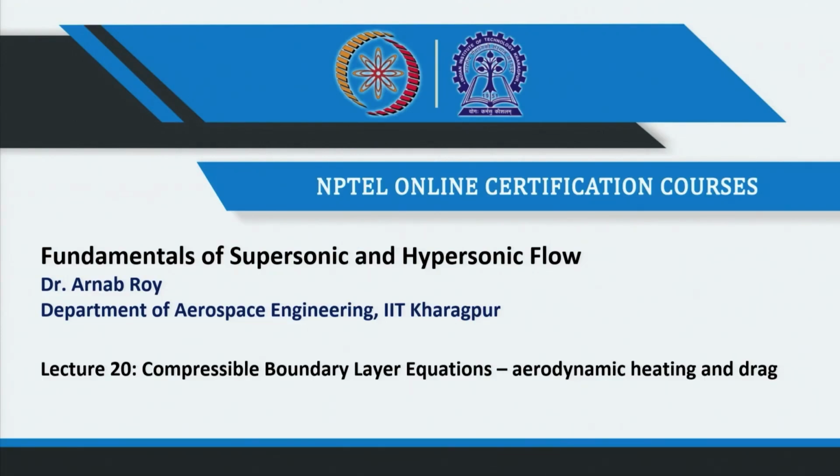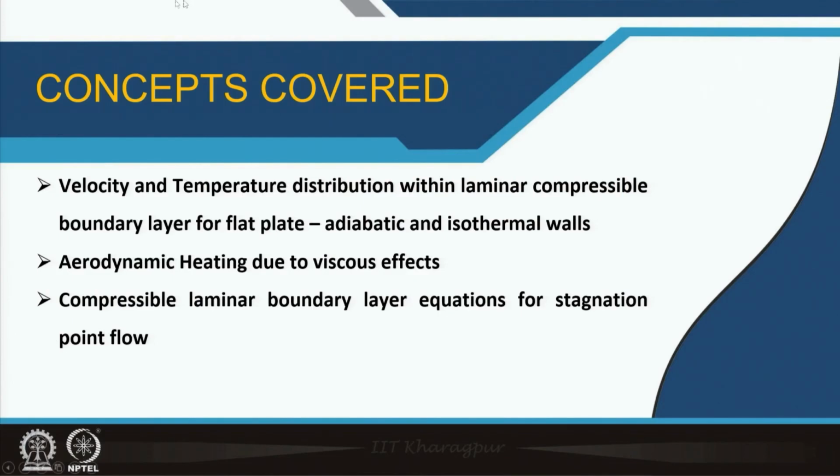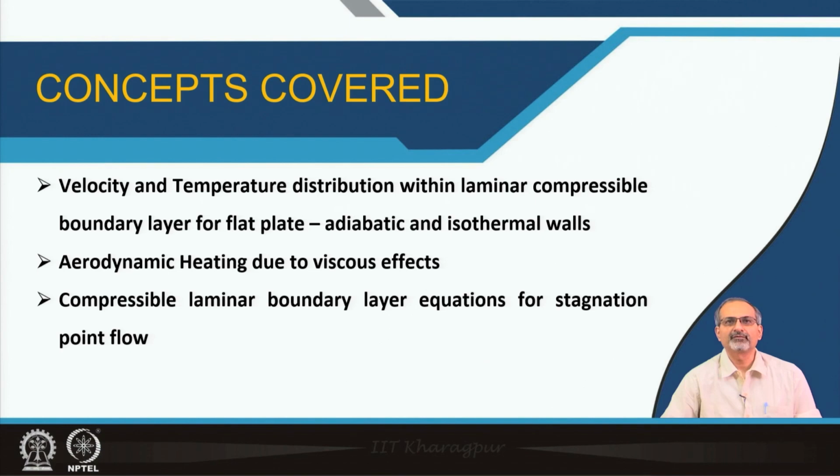In this lecture, let us complete our discussion on compressible boundary layer equations with an emphasis on aerodynamic heating and drag. We will look at velocity and temperature distribution within laminar compressible boundary layer for flat plate, both by using adiabatic and isothermal walls. We will look at aerodynamic heating due to viscous effects, and we will look at compressible laminar boundary layer equations for stagnation point flow, which is very relevant for the blunt shaped noses of some of the high Mach number vehicles.